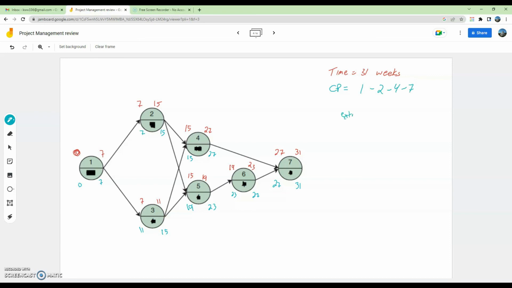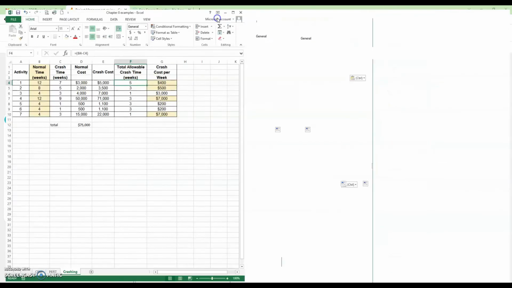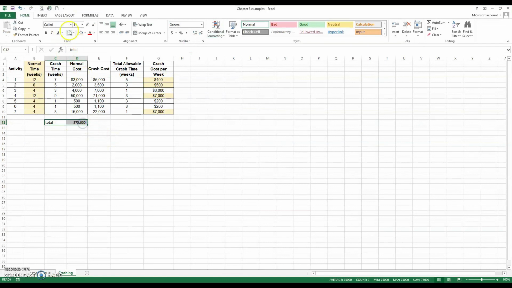But the extra cost to the project is 5 weeks times $400 per week, or $2,000. So the extra cost is $2,000. So the project cost, instead of being $75,000, it's now $77,000. We can look back at our spreadsheet for that. There's the total time before we crashed anything. We've added $400 per week times 5 weeks, or $2,000. So we're adding basically the difference there to the project time.